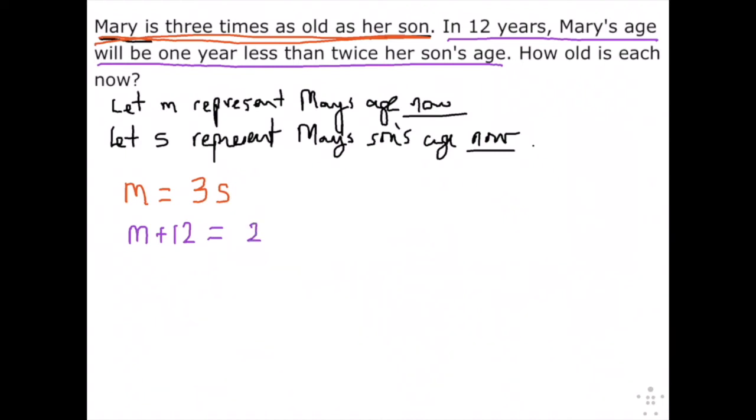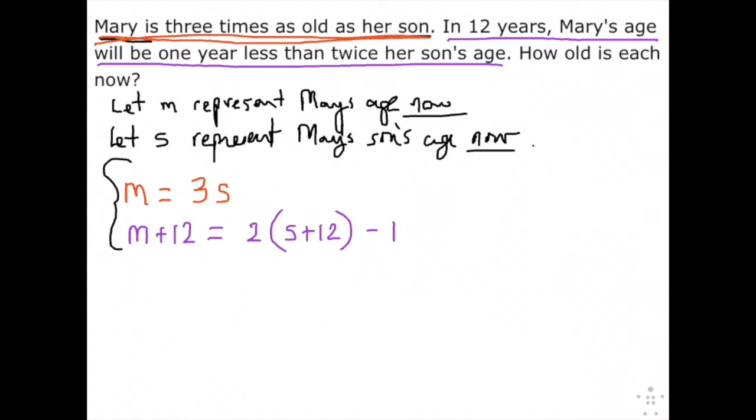Twice her son's age in 12 years, right? So his age in 12 years is S plus 12. Twice that is 2 times S plus 12. And 1 year less than that means minus 1. And there's my 2 equations that I formed just from reading the sentences left to right.